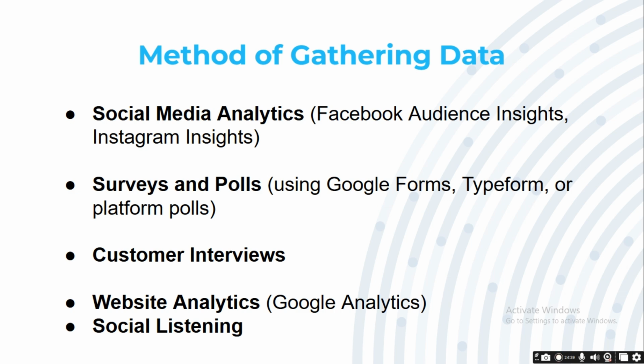2. Surveys and polls. Use Google Forms or Typeform to ask your followers directly about what topics interest them, what problems they face, what type of content they enjoy. 3. Customer interviews. Talk to past or potential customers. Ask open-ended questions about their needs and habits. 4. Website analytics. Use Google Analytics to see where your visitors come from, what content they like most, how long they stay. 5. Social listening. Monitor hashtags, keywords, and comments in your niche. Watch what people say about you and competitors.